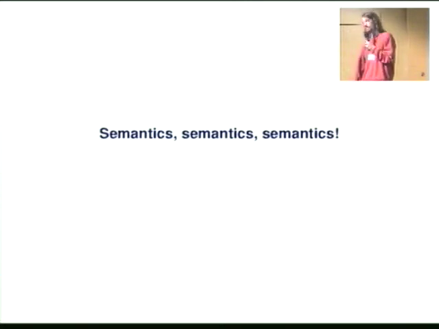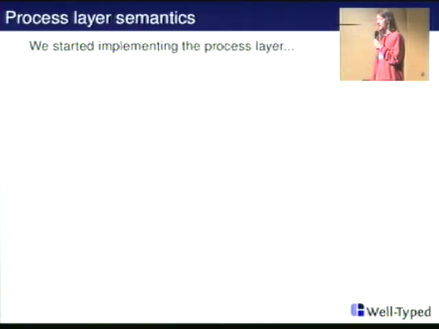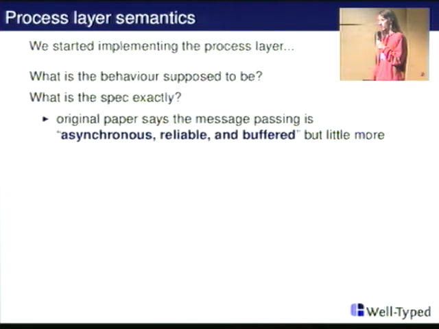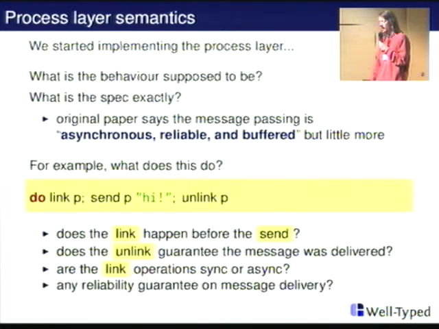Semantics. So we started implementing this process layer, and then we thought, what's it supposed to do exactly? Now, the original Cloud Haskell paper doesn't really say what the semantics of that message passing are. It just says message passing is supposed to be asynchronous, reliable, and buffered, but that's sort of all it says. So I was looking at examples like this.